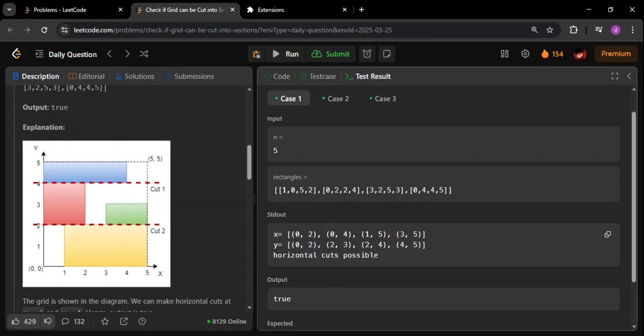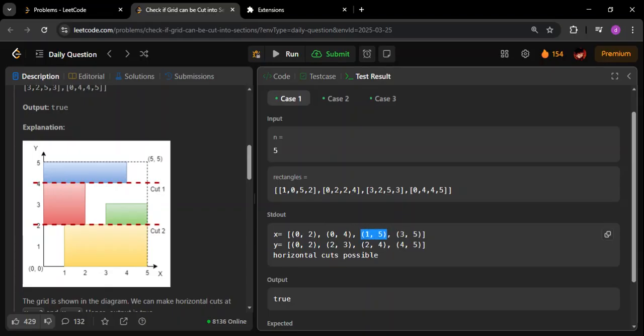Basically, these are just the portions in which they are covered. For example, if you talk about 1 comma 5, 1 is here and 5 is there. For the yellow rectangle, this is the portion in which it is there. Similarly, for the green colored rectangle, I'm just talking about the x coordinates for now.